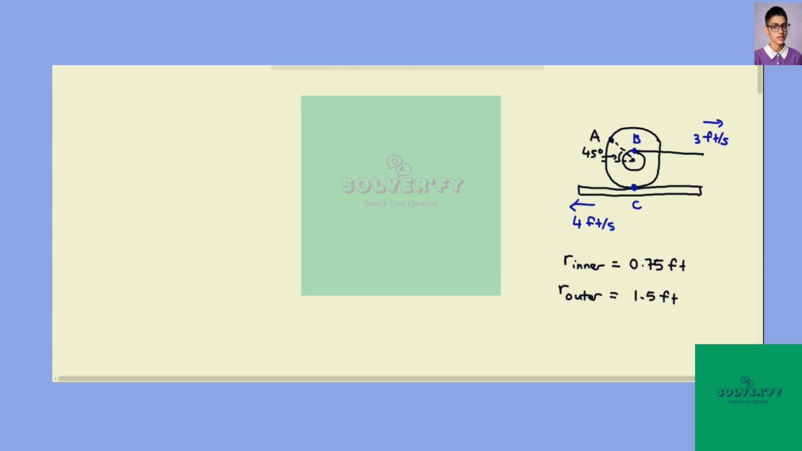In this question, we need to determine the velocity of point A on the rim of the gear at the instant shown. So the first thing we need to do is to find the omega, the angular velocity of the gear.